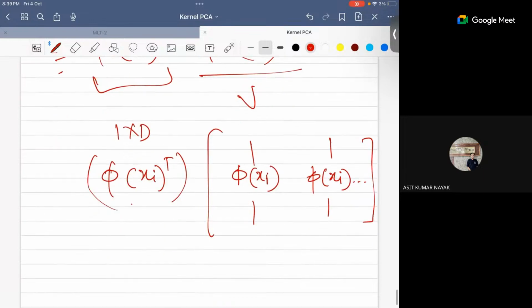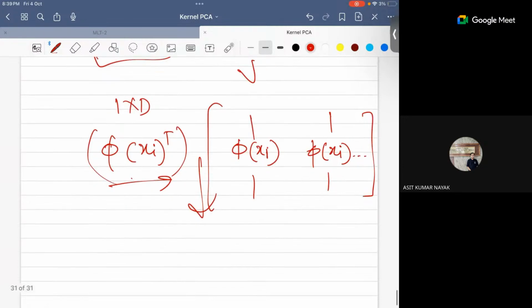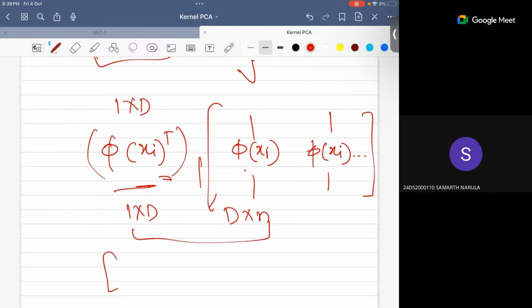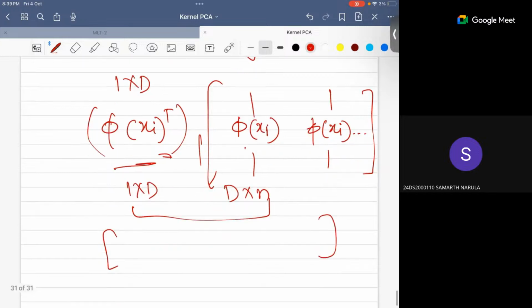If you have to multiply this, how will you multiply? Directly you multiply like this, correct? Phi xi row transpose phi x1. So how can you write this? You just multiply it. If this is 1 cross D, and this is D cross N, what will you be getting? If you are multiplying, you'll be getting a 1 cross N matrix, right?